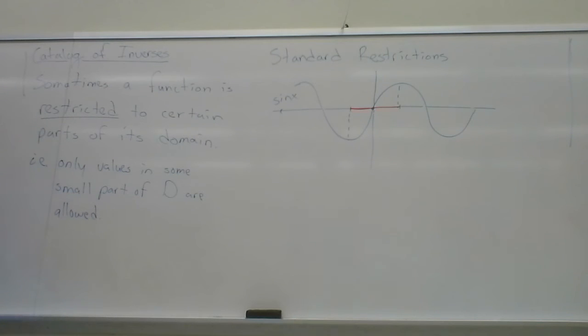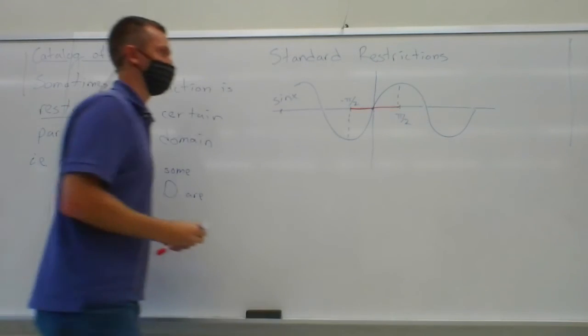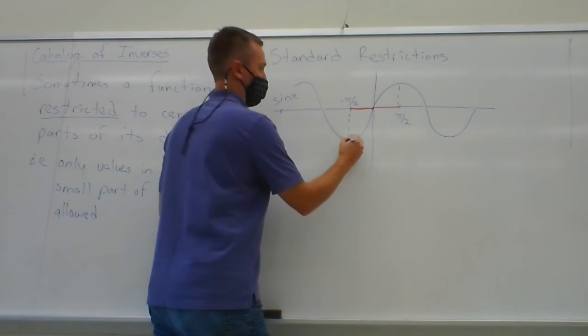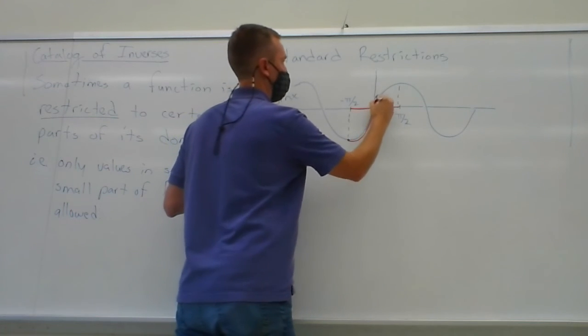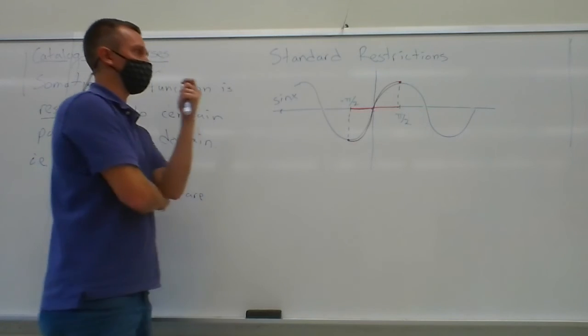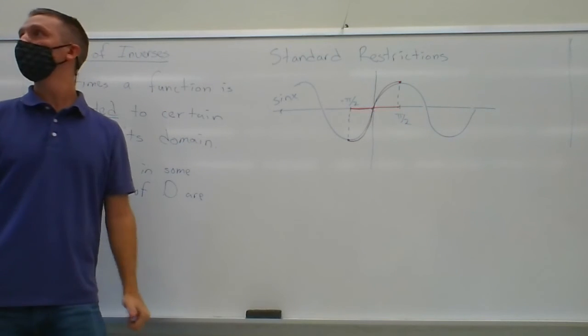The standard restriction is to only allow inputs to sine within negative pi over 2 to pi over 2. And what this does is give us a small little branch of the sine function. It says we're only going to keep this part. Many calculators just do this. When you plug in the inverse function for sine, it only gives you angles out that are between negative pi over 2 and pi over 2. It doesn't give you anything bigger than pi over 2.